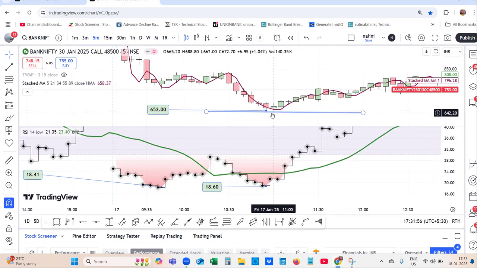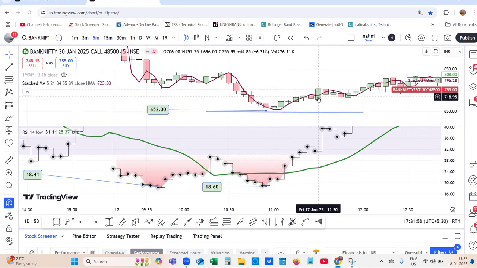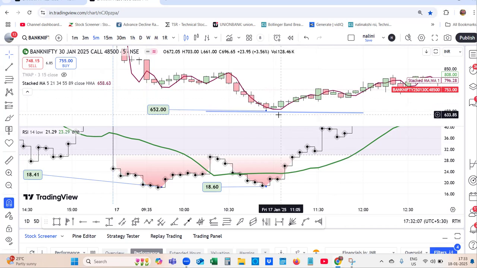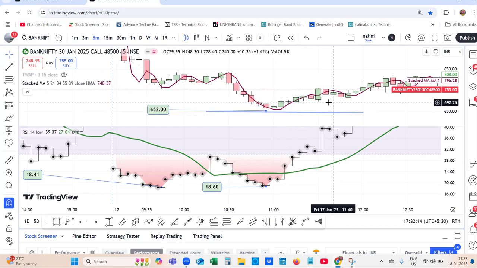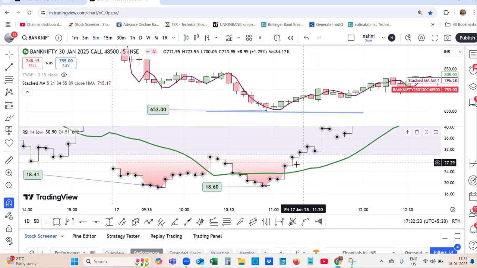What is your stop loss? 652. You will not get disturbed by any move. This candle's move made a low of 696, but your entry is around 655. That is a 40 points jump in the price. You will not get disturbed or become panicked even if the price comes down. And already RSI has climbed up and come inside the channel.